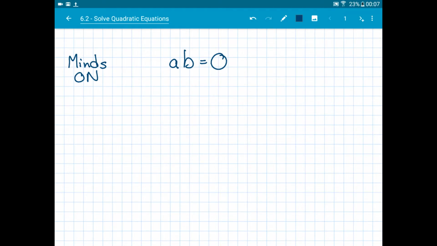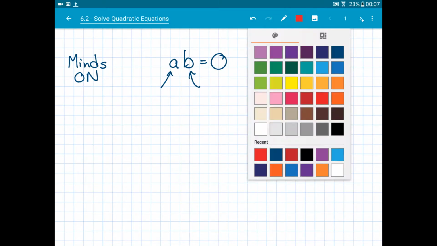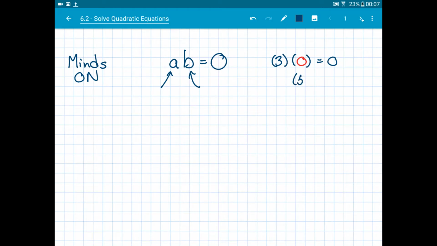So take a look at it for a second. Hopefully you see it, that either a or b has to be 0. So think about the things that it could be. If a was 3, the only way you're going to get 0 is if the number inside this bracket is 0. And likewise the other way, if this was 5, the only way that you're going to get 0 is if this bracket is 0. Okay, so in this case a equals 0 or b equals 0. One or the other. I don't know which, but I know one of them has to be.